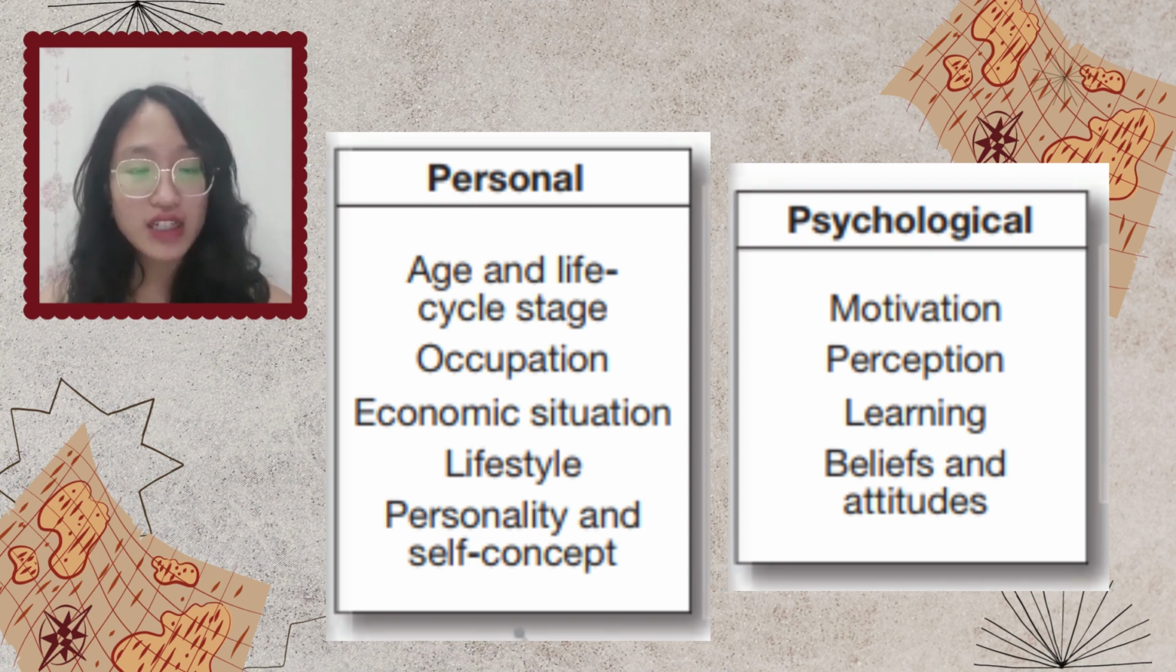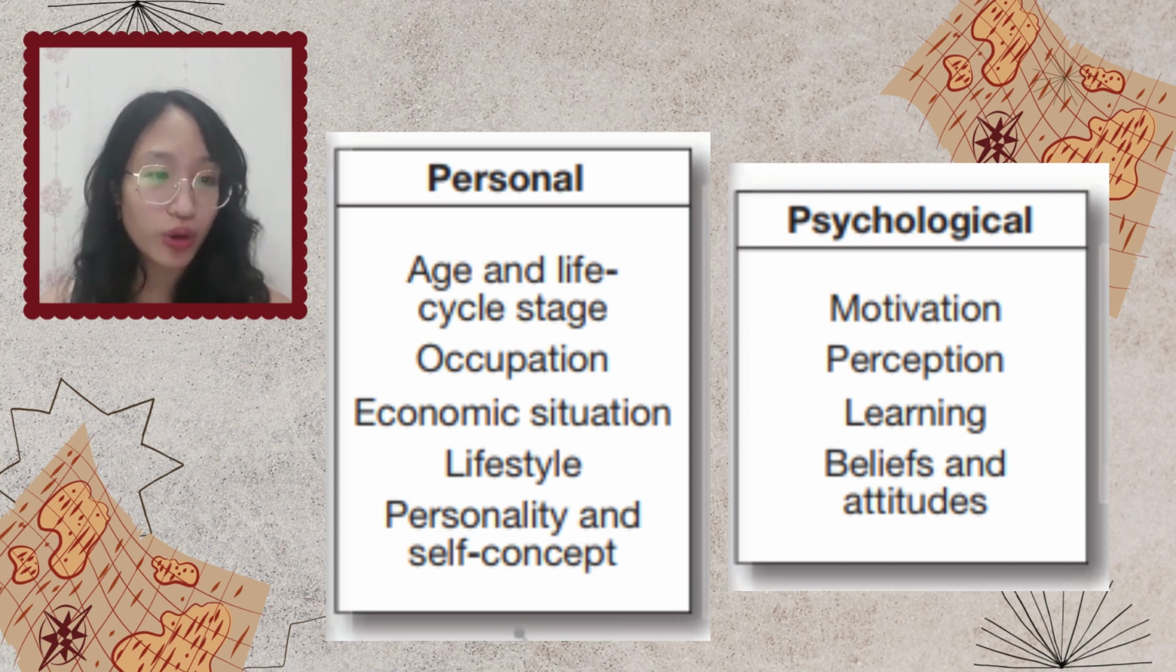With age and life stage, people change the goods and services they buy over their lifetimes. A person's economic situation will affect his or her store and product choice. Lifestyle is a person's pattern of living as expressed in his or her psychographics. Personality refers to the unique psychological characteristics that distinguish a person or group.